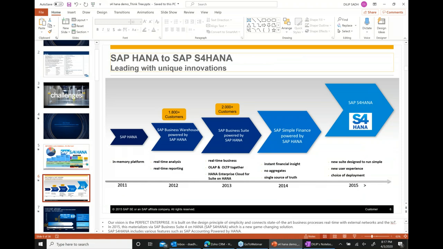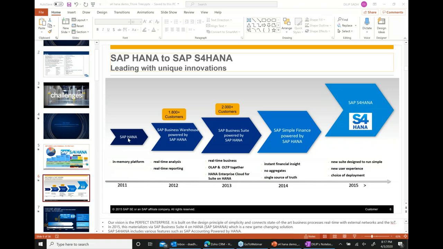This is how SAP HANA has evolved into SAP S/4HANA. Now, why did SAP come with the SAP S/4HANA database, and what was the reason for that? We'll talk about that separately. But let us understand this slide.